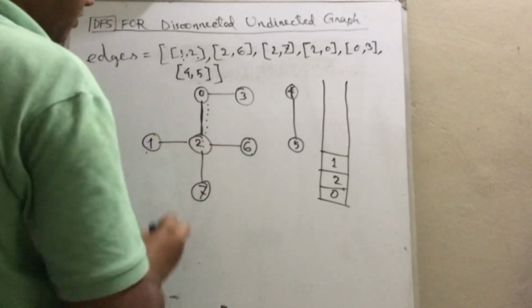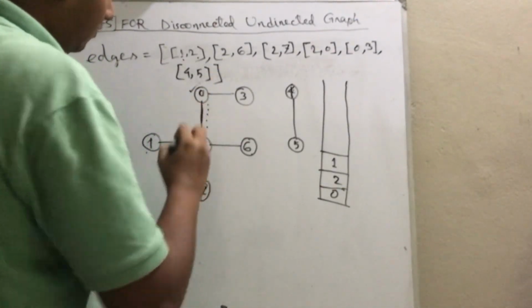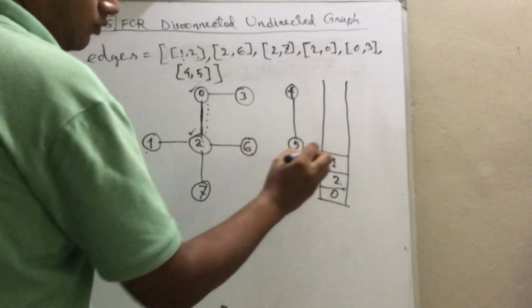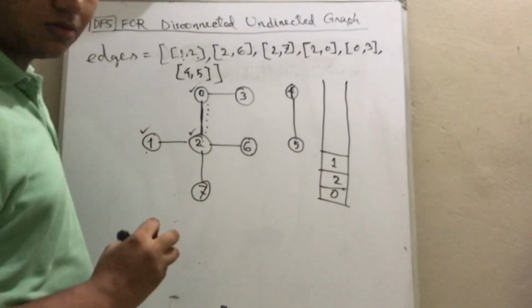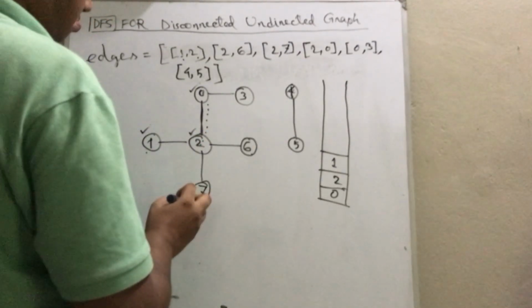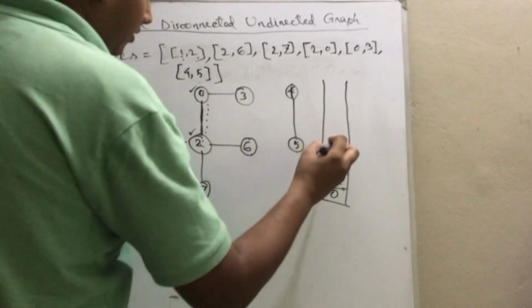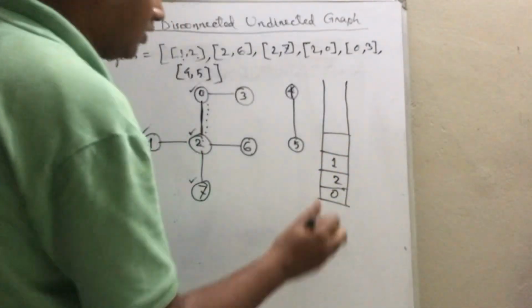We have visited 0. We have visited 2. What is the neighbor of 2? 1. Push 1 in the stack and 1 is also visited. Now what is the other neighbor? Let's go, it is 7. Oh, sorry. From 0 to 2, 2 to 1.